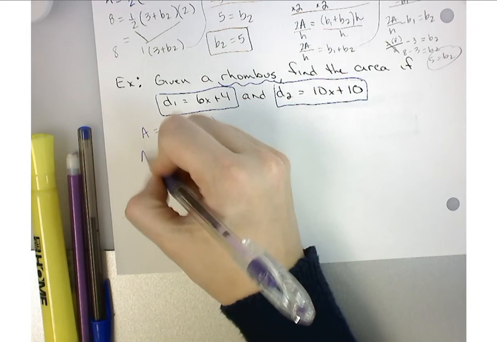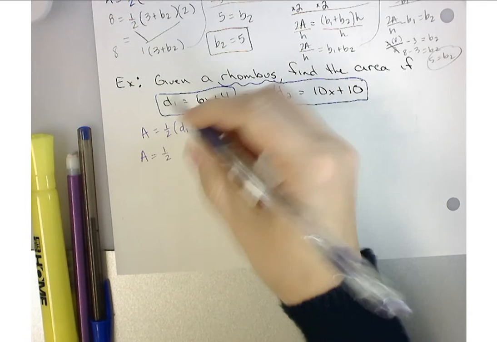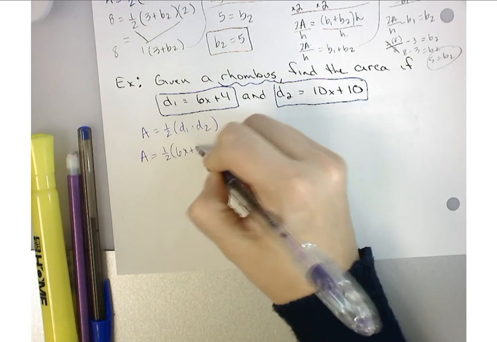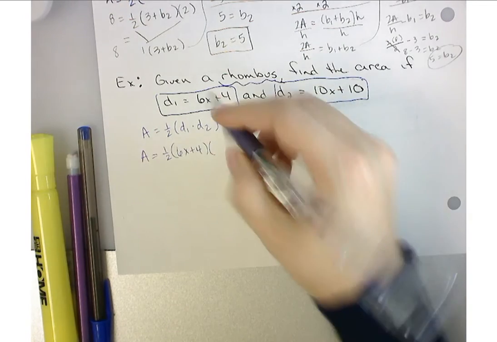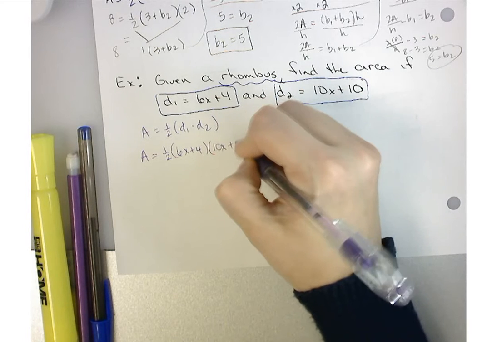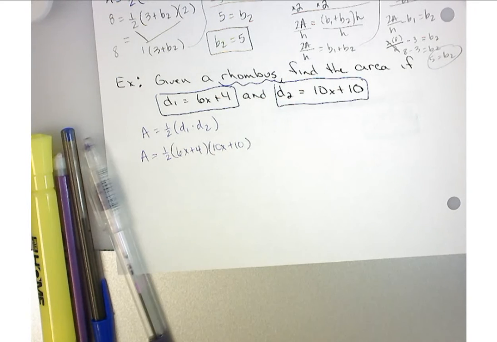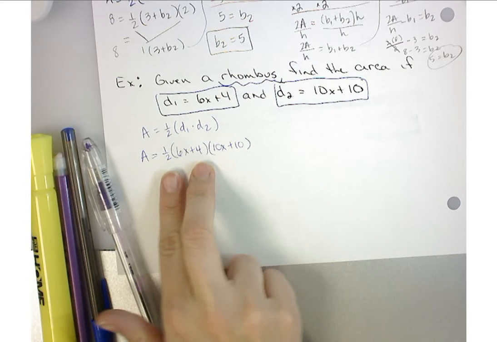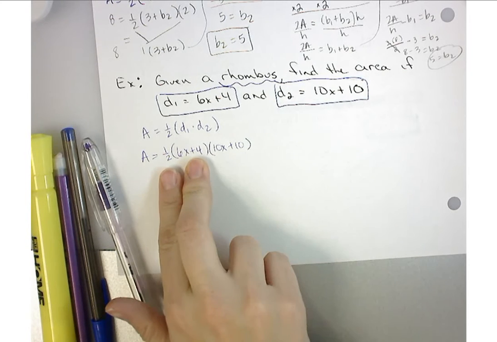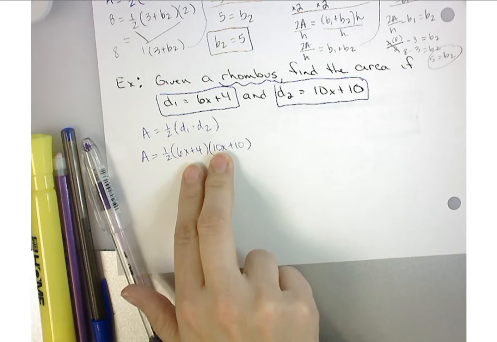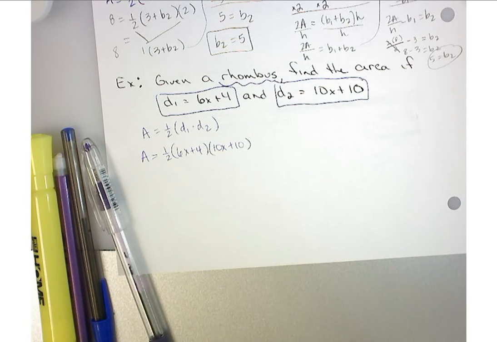Okay, so this is going to be 1/2 times 6x plus 4 times 10x plus 10. What do you guys want to do from here? Distribute the 1/2? Okay, so yeah, you could choose. You could distribute the 1/2 first and then FOIL, or you could FOIL first and then distribute the 1/2. You guys want to FOIL first? Okay.